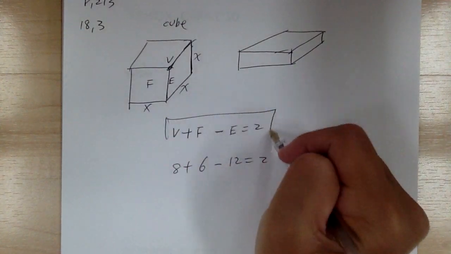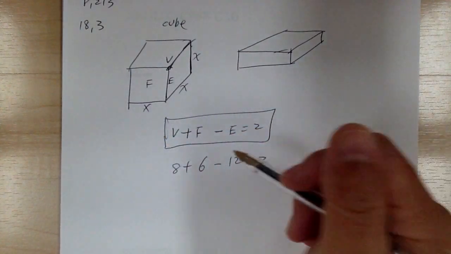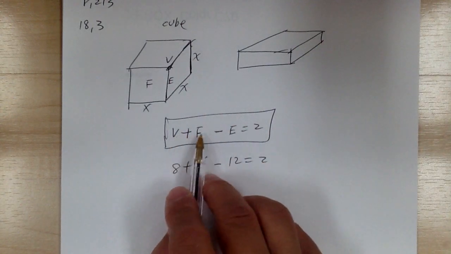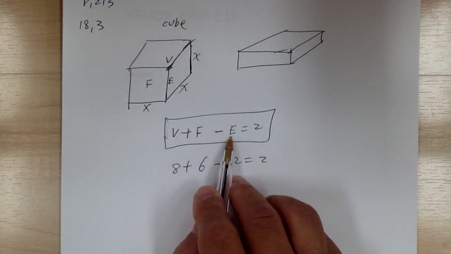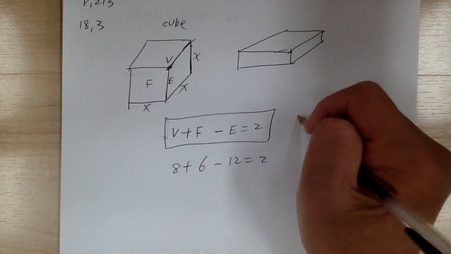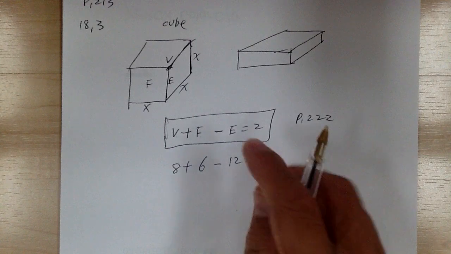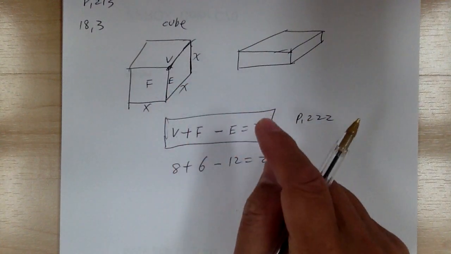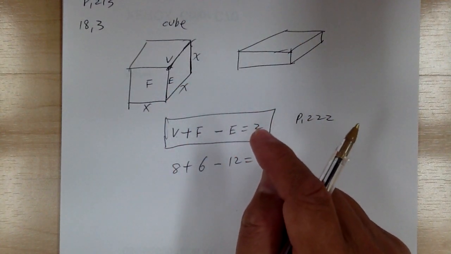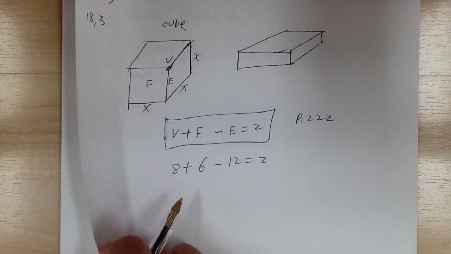Okay, so this is the important formula when you deal with the relationship between the vertices and the faces and the edges. Okay. And this is from page 222, so we kind of jumped a little bit ahead. Okay, now let's go back to the cube and boxes. Okay, so let's go over example 18-3.